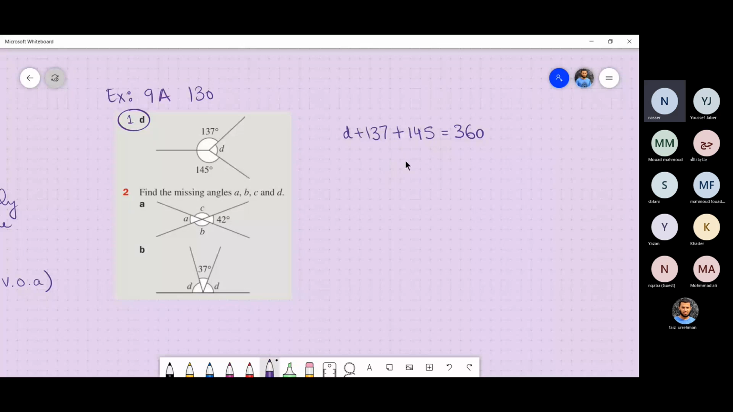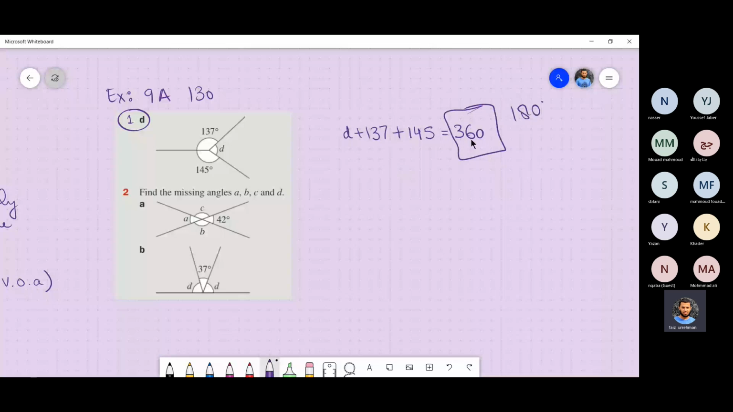Yes, Mister. 137 plus 145 will be equal to 182. I'm not asking that. What was my question? My question was whether 360 or 180 will be written here. My question is not what is this plus this. Why is it 360? Why not 180? Give me the reason. I don't know, Mister. So this was my question.